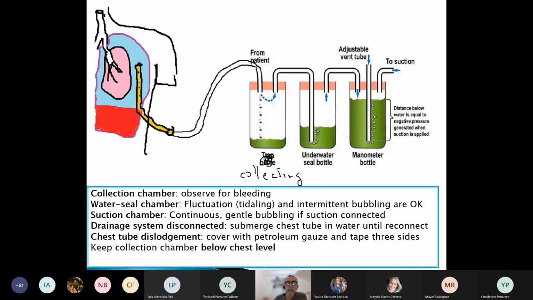Okay. The other is the water seal. Usually it's called water seal.